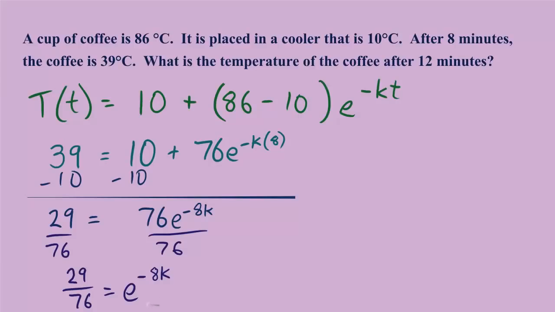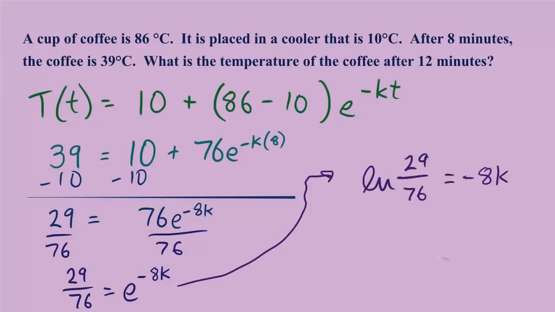I want to take this opportunity to caution you about rounding. It's my advice that you round only at the very end of a problem. So the 29 over 76, I will not divide and round this into a decimal. I'm going to keep it as an exact answer as this fraction. This exponential equation is equivalent to this log equation, and I'll finish solving for k.